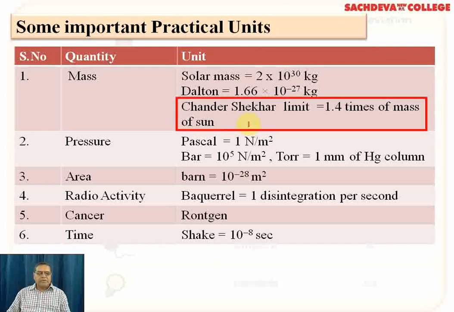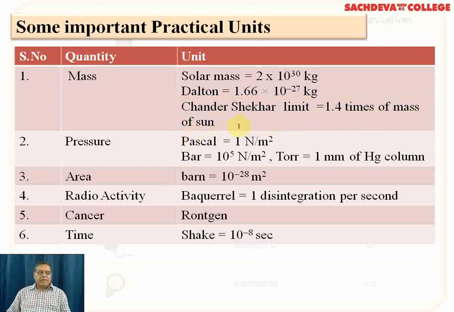Then another unit is the Chandrasekhar limit. It's a very big unit of mass. It is 1.4 times the mass of the Sun. The next quantity is pressure, and pressure can be expressed in terms of Pascal, the bar, and the Torr. 1 Pascal is 1 Newton per meter square. 1 bar is another practical unit for pressure. It is 10 to the power 5 newtons per meter square. Then comes 1 Torr. It is expressed in terms of mercury. So 1 Torr means 1 mm of mercury column, because the mercury barometer is generally used for the measurement of pressure.